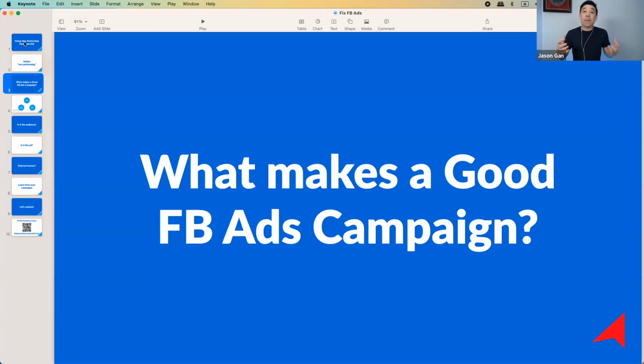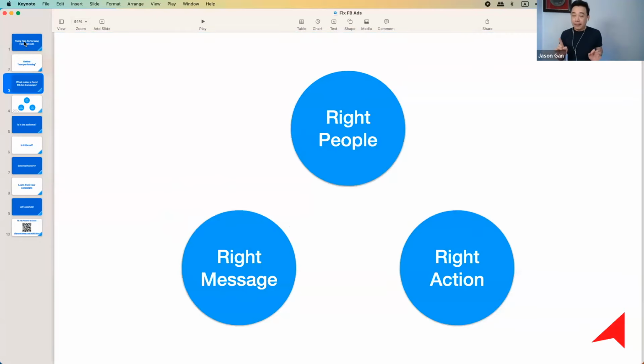Okay, so this is based on my understanding. You can actually have a different kind of school of thought, different belief, but this is based on my framework. This is what I think that makes a good Facebook ads campaign. It's actually made of 3 main pillars over here. Okay, so it has to be able to send the right message to the right people to get them to take the right action. So the right message being the creative.